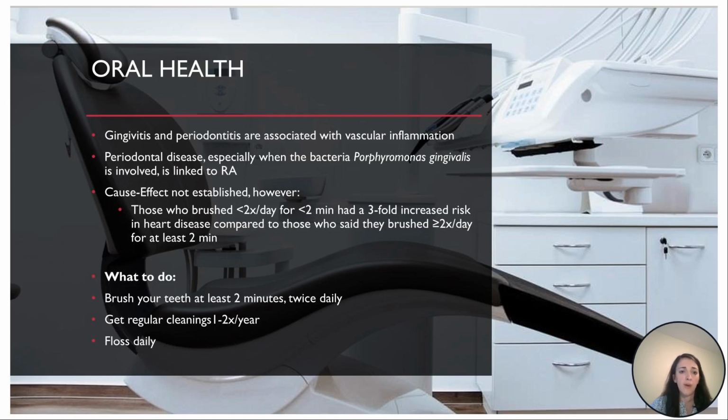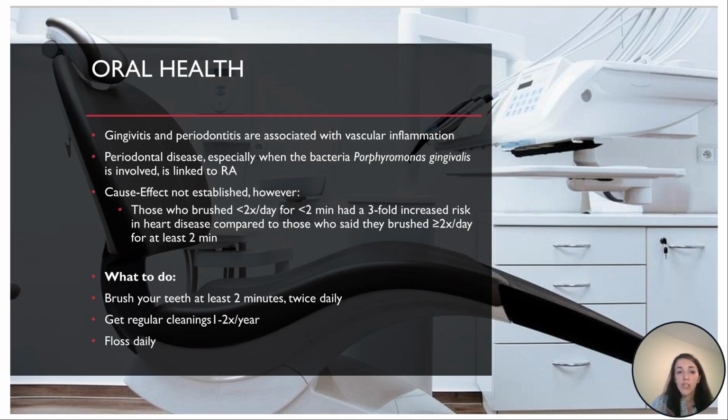There are some studies on brushing and flossing frequency, and they say no cause and effect can be established, but only because the study would need to be designed and implemented in such a way that we could find that. But studies have shown that those who brushed less than twice a day or for less than 2 minutes had a threefold increased risk of heart disease compared to those who said they brushed more than 2 times a day or for at least 2 minutes.